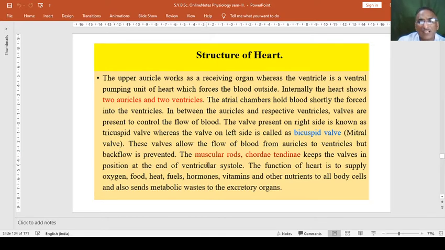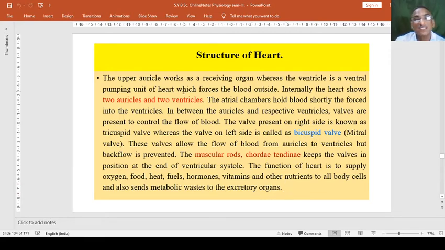Backflow is prevented. The muscular rods, called chordae tendineae, are present in the wall of the heart to give strength to the heart and keep the valves in position at the end of ventricular systole. The function of the heart is to supply oxygen, food, heat, fuels, hormones, vitamins, and other nutrients or nutritive materials to all parts of the body or all cells of the body, and also to send metabolic waste to the excretory organs.